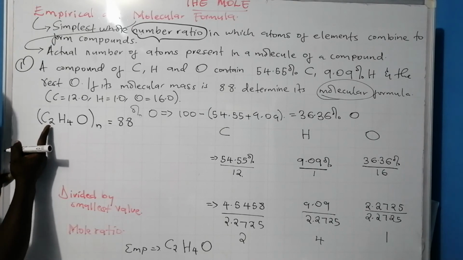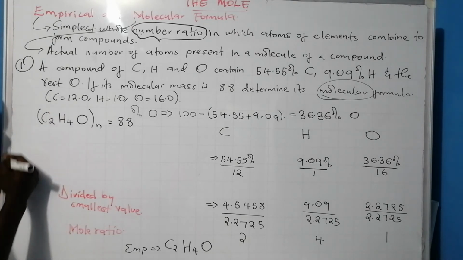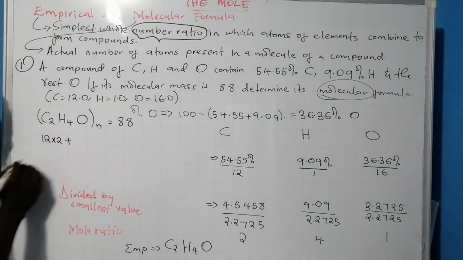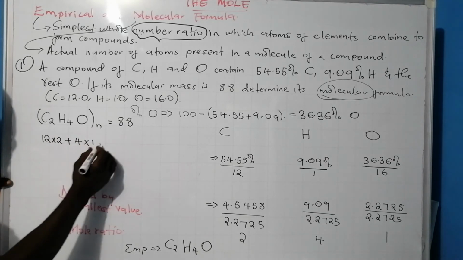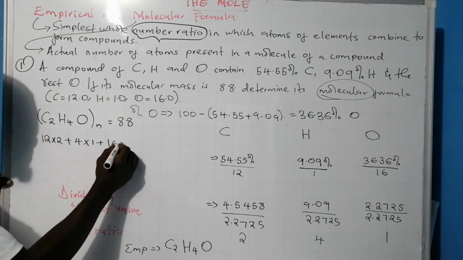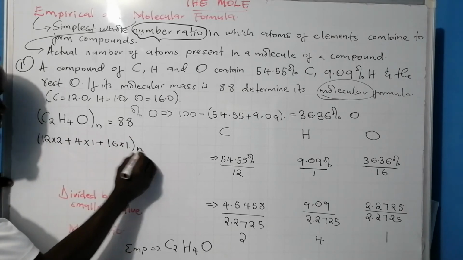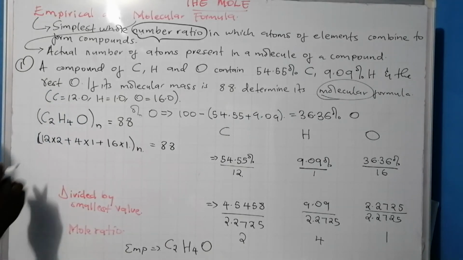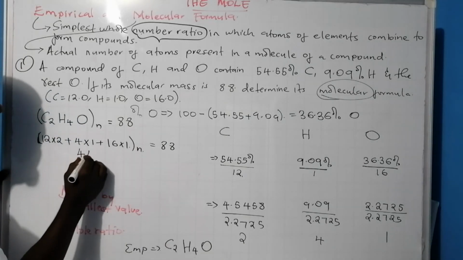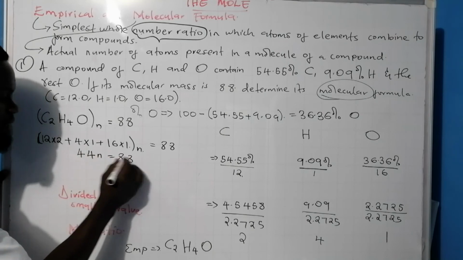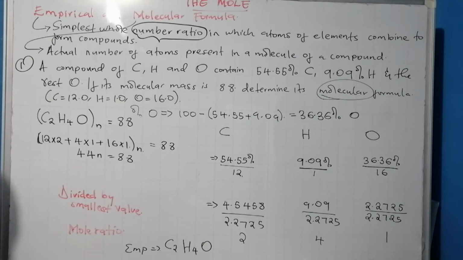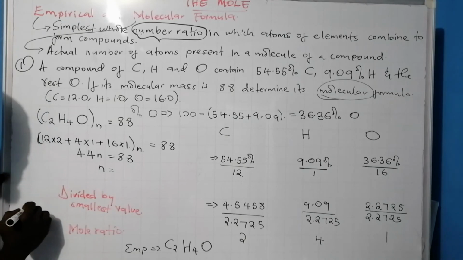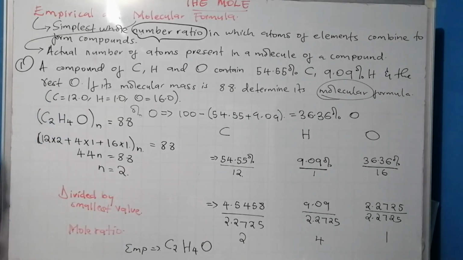Now, how many atoms of carbon are there? 2. And the molar mass of carbon is 12. So that's why I'll say 12 times 2 plus hydrogen are 4, and the molar mass of hydrogen is 1, plus oxygen is 1, so it will just be 16 times 1. If I multiply by the value n, I should be getting 88. And in such a case, when I sum up all this, the answer will be 44n equals 88. And when I divide by 44, divide by 44, n will be automatically 2.